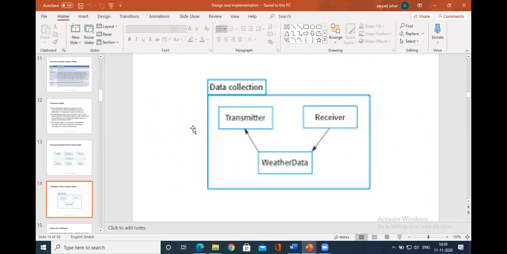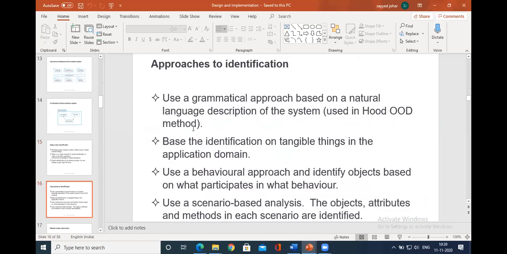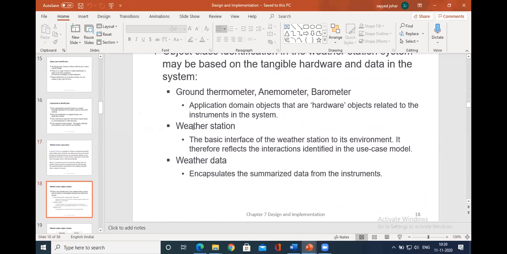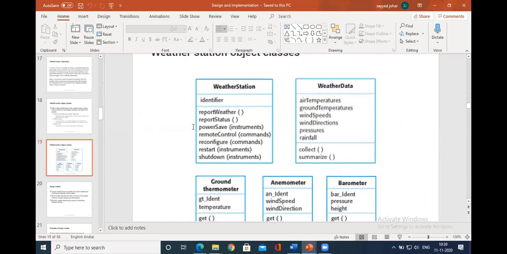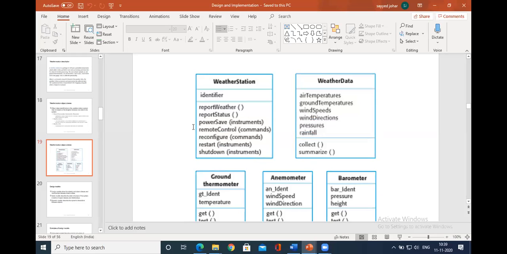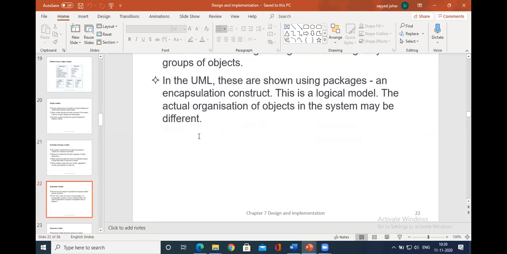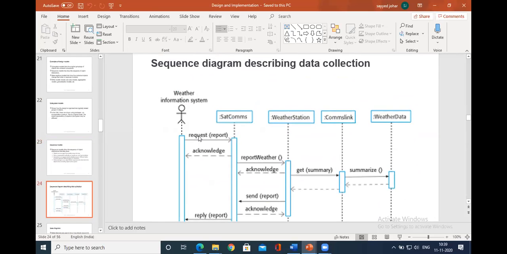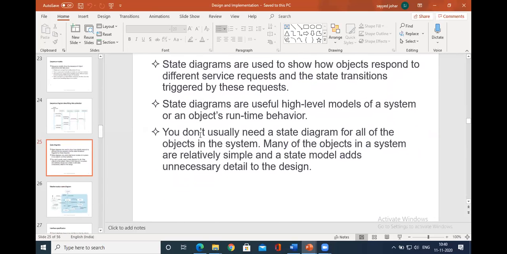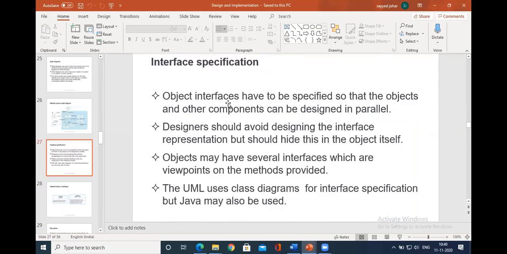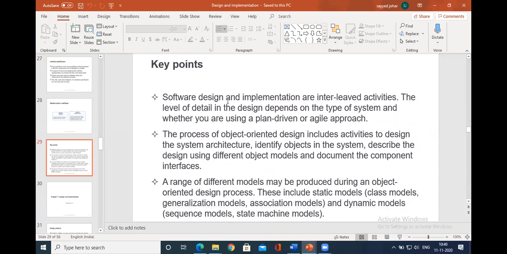So let me go to the main topic here. See, let me go to the topic for today, the first topic. Okay. See, all these things are needed. I'll tell you when exactly you need to cover this weather station, state diagram and all.